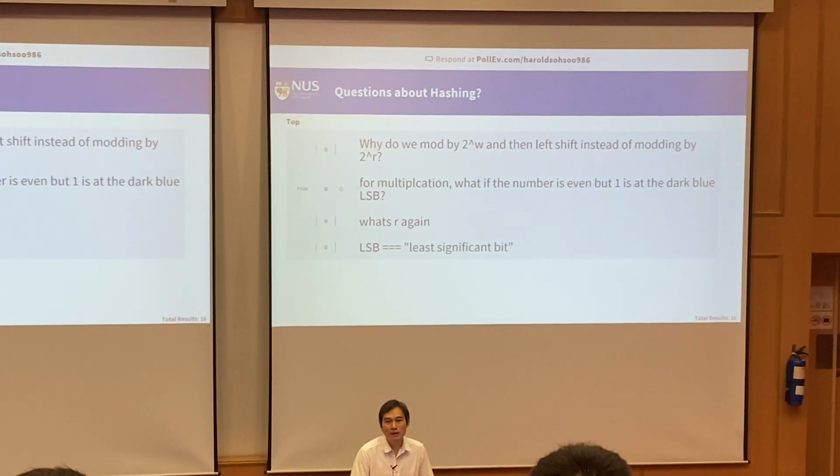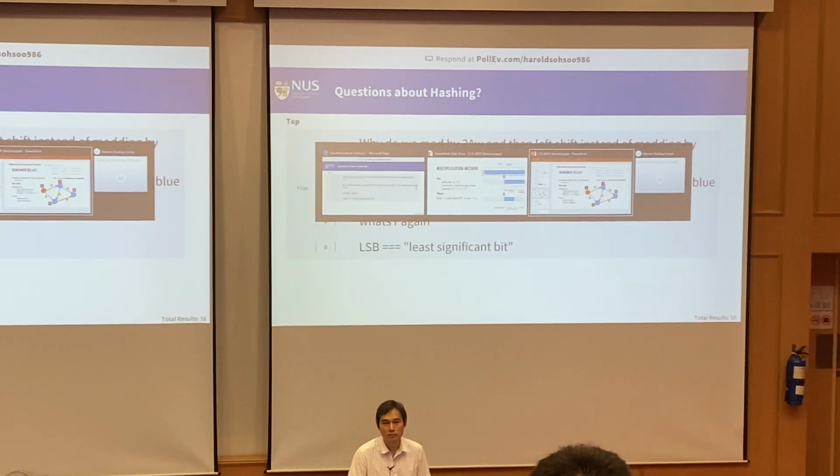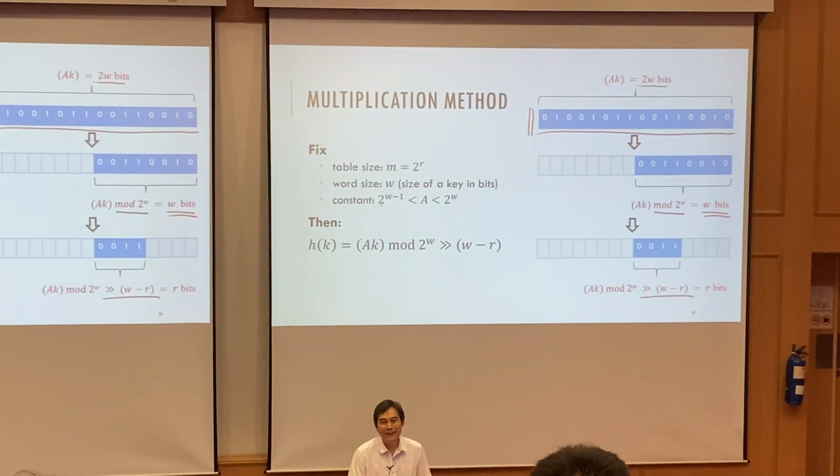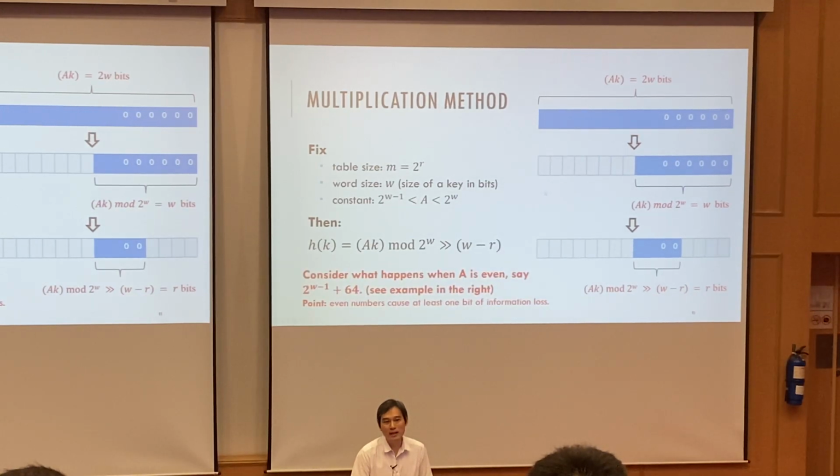What if the number is even from 1 in the dark blue for the LSB? Okay, so essentially if it's even, you have a 0 here or something like that, then unfortunately even numbers always cause a shift when you multiply by k. So when you multiply by 2, for example, that will leave a shift, and then you lose that information. That's why it causes a small bit of information loss.